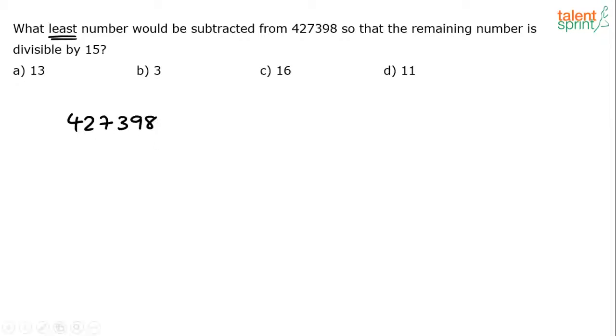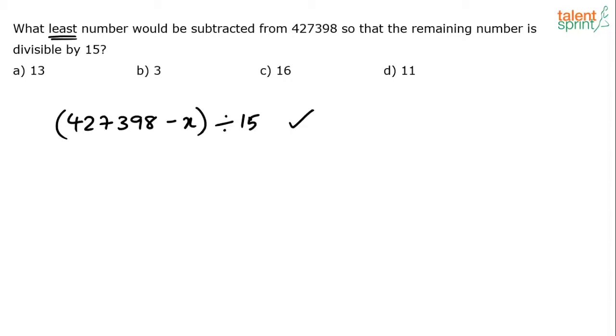So that the remaining number, after subtracting x from 427398, you will get some number, right? This number is divisible by 15. This should be divisible by 15. So from 427398 you subtract something so that it is divisible by 15. Go by options, don't worry.